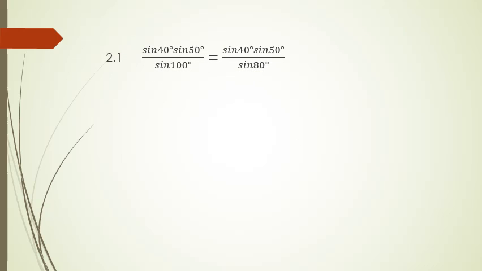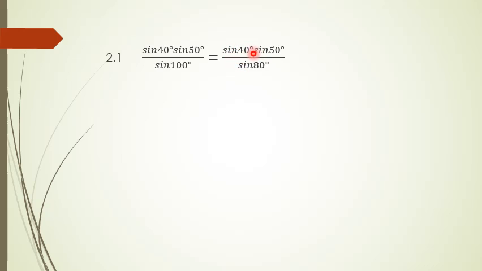Question 2.1. We are required to simplify sine 40 degrees, sine 50 degrees all over sine 100 degrees without the use of a calculator. The first thing is to ensure that all angles are acute angles. Now 100 degrees is not an acute angle. 100 lies in the second quadrant. It can be written as 180 minus 80. And in the second quadrant, sine is positive. So this reduces to sine 80 degrees.